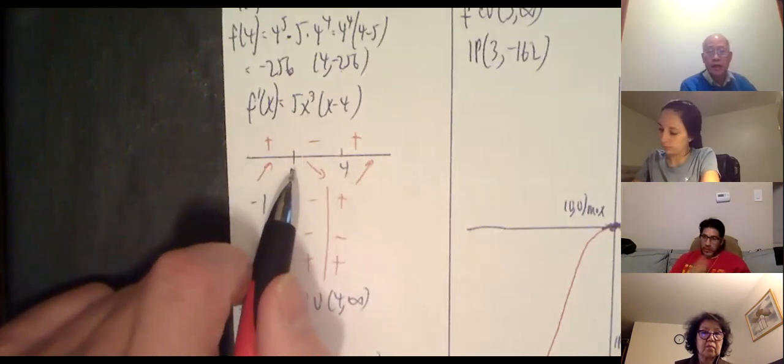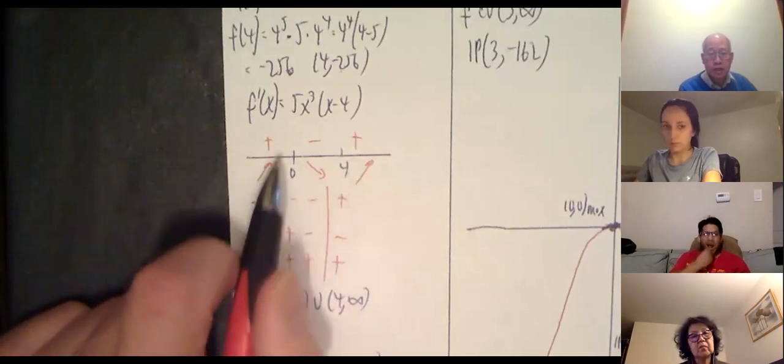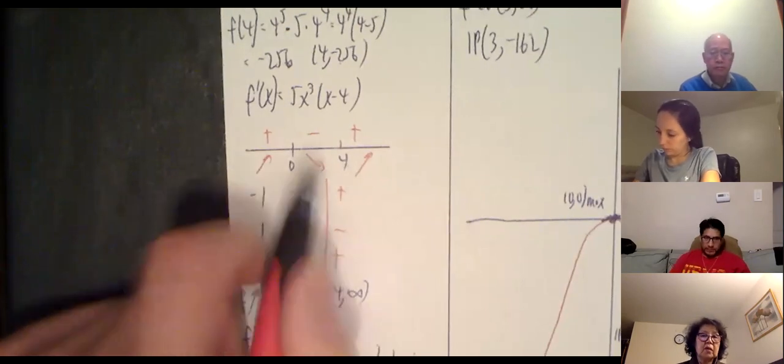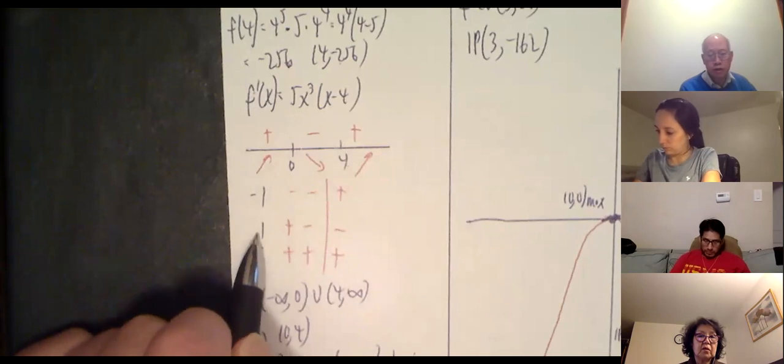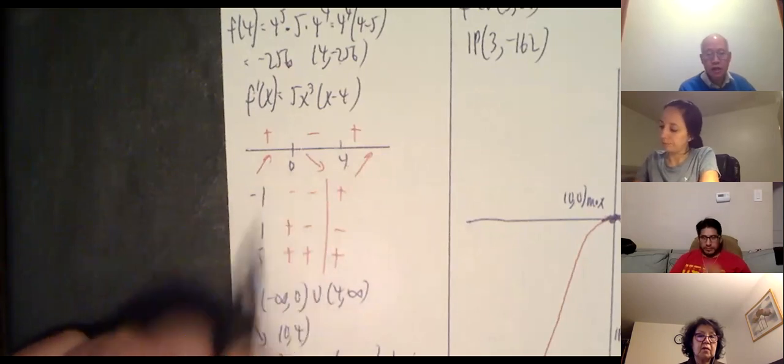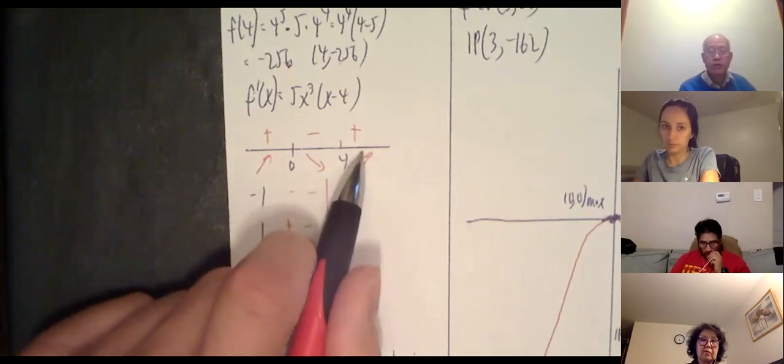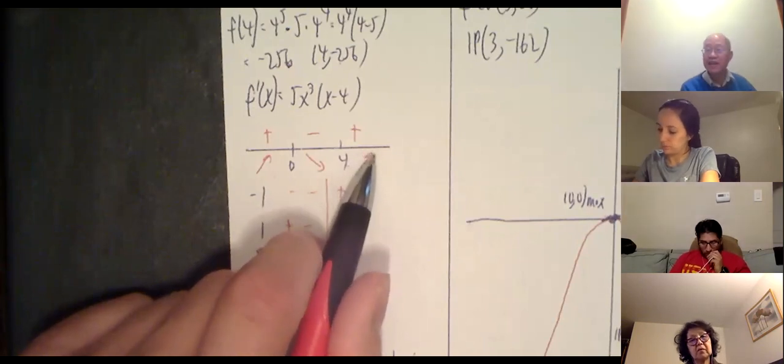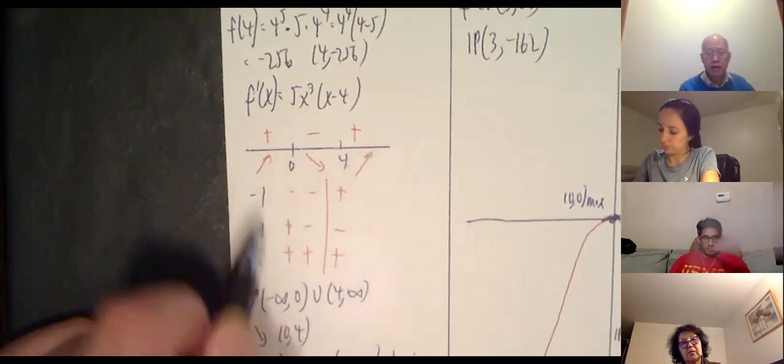So not 0 means either positive or negative. So determine the sign. Is it positive or is it negative? So pick something over here, negative 1. Something in the middle, 1. You can pick 2 or 3. Something over here, 5. You can pick 6, you can pick 7, you can pick 80. But, you know, might as well make it nice and easy.